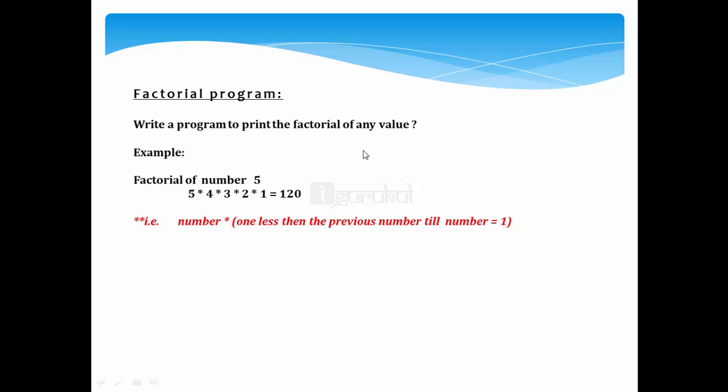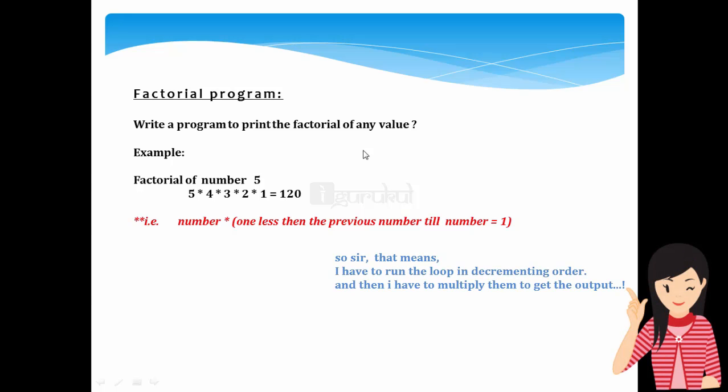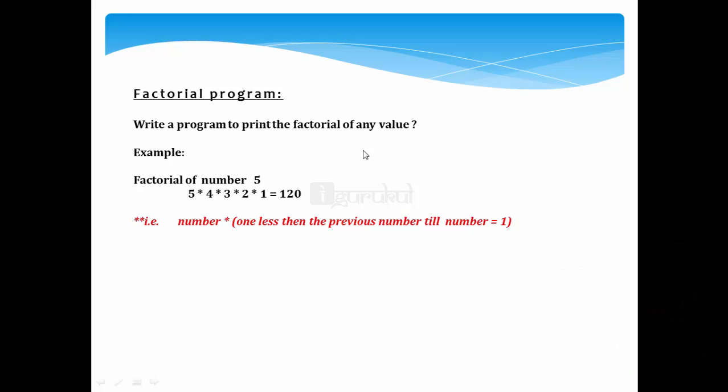So what logical aspect you can gain from this is that it is some kind of series in an opposite direction. That means for whatever value I have to take the factorial, I will start from that value and decrement it by 1 each time, and then I will multiply it to get the output. So let's learn about this example practically.